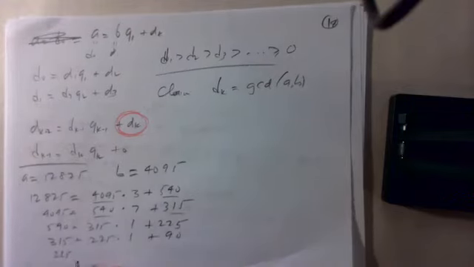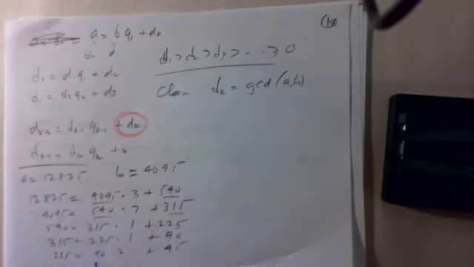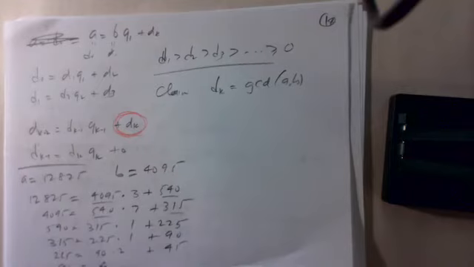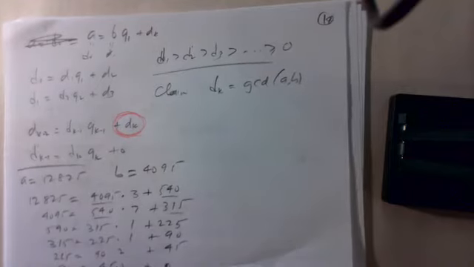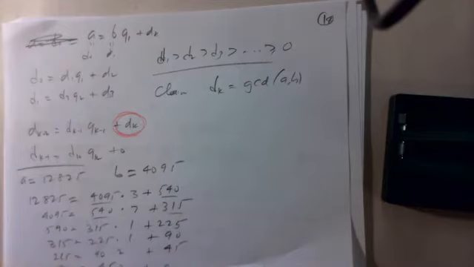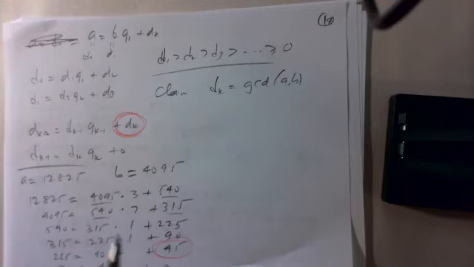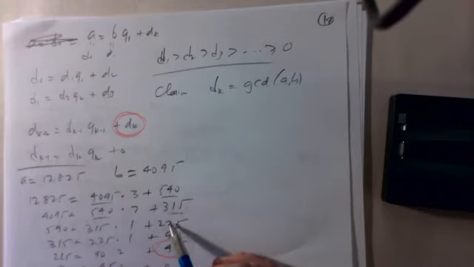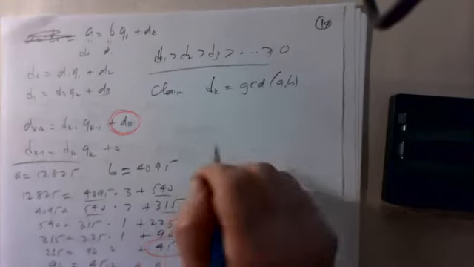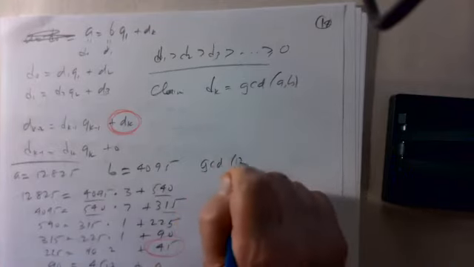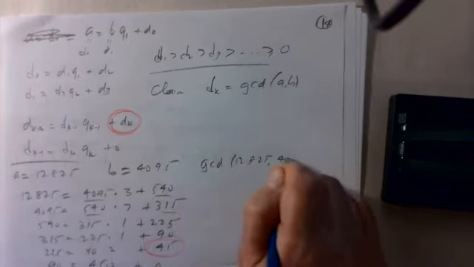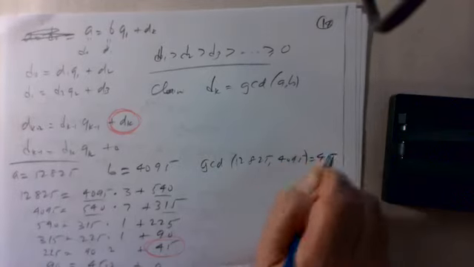And 225, when you divide by 90, you get 2, that's 180 plus 45. And when you divide 90 by 45, you get a quotient of 2 and a remainder of 0. So the last positive remainder is 45. And notice these remainders are strictly decreasing: 540, 315, 225, 90, 45. So the GCD of 12,825 and 4,095 is 45.